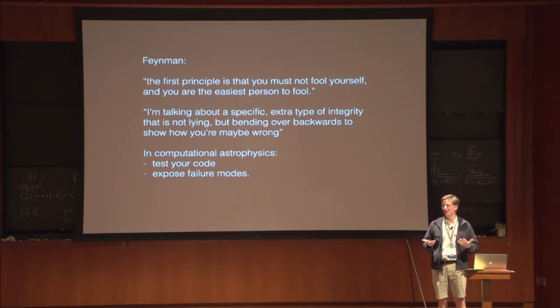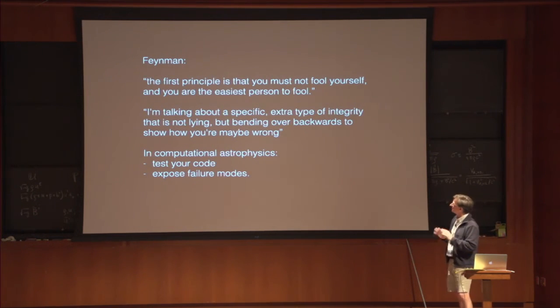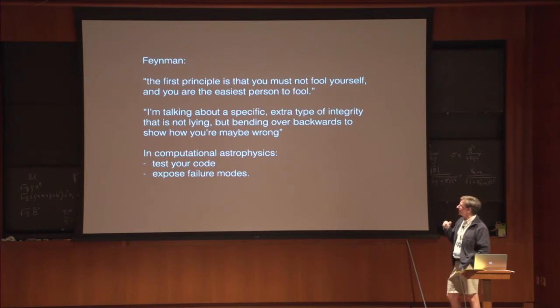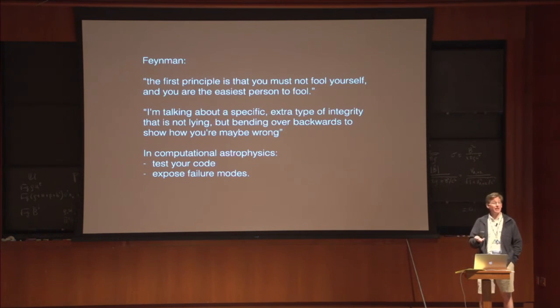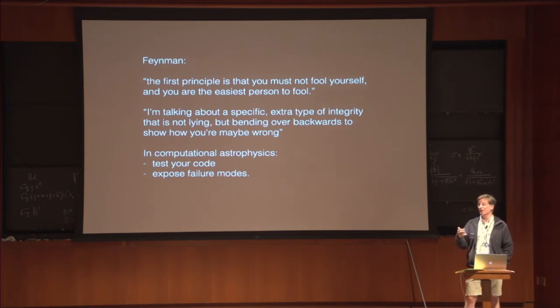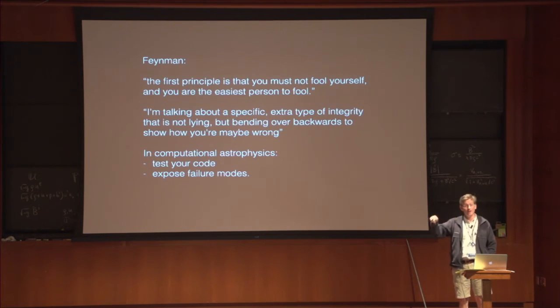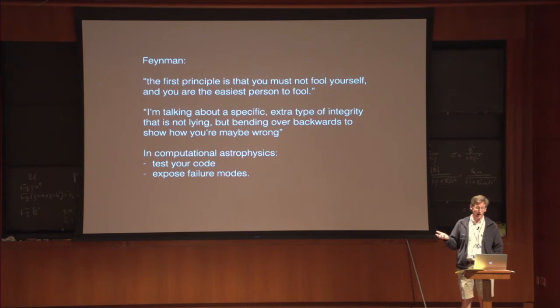So my graduate students come to me all the time and they say, well, we're doing this test problem, but it's not giving the right answer, but I'm sure the code is right. And I have enormous respect for my graduate students. Everybody goes through this phase. And then Feynman also says, I'm talking about a specific kind of integrity in science, an extra type of integrity that is not lying. It's not lying, but it's bending over backwards to show how your work may be wrong.